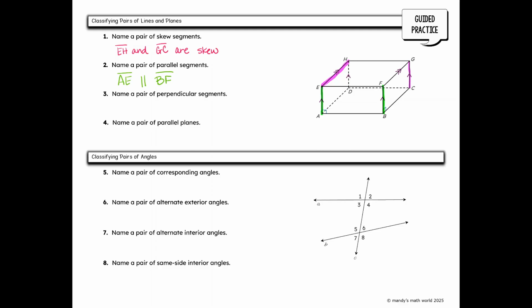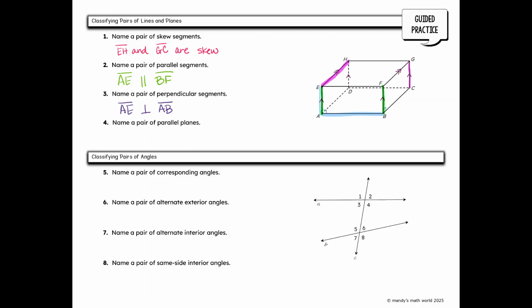Number 3, name a pair of perpendicular segments. They intersect to form 90-degree angles. An example of that would be segment AE is perpendicular to segment AB. And I know that, I can't ever assume, but I know that because I have this little box over here in the corner that lets me know that's a 90-degree angle.